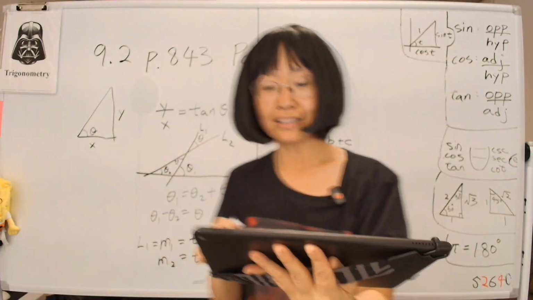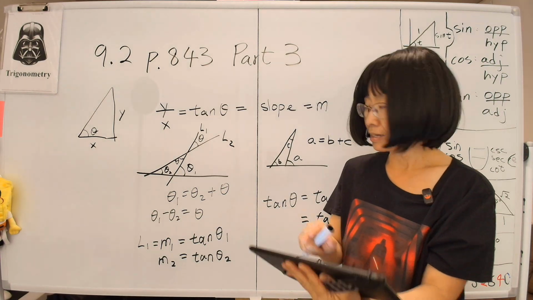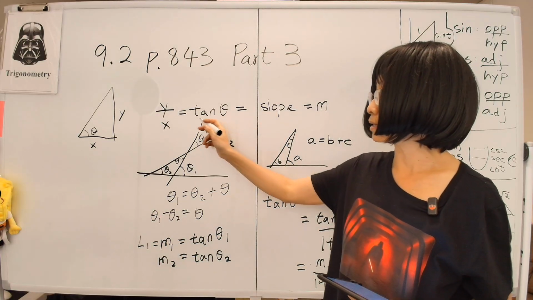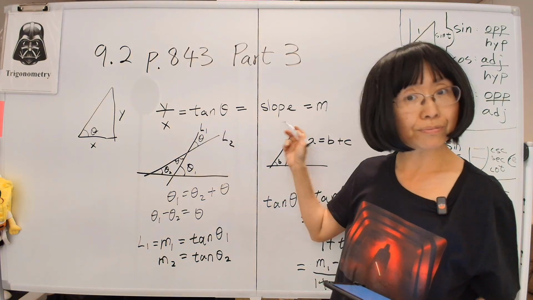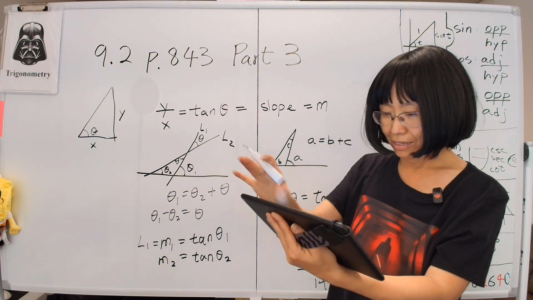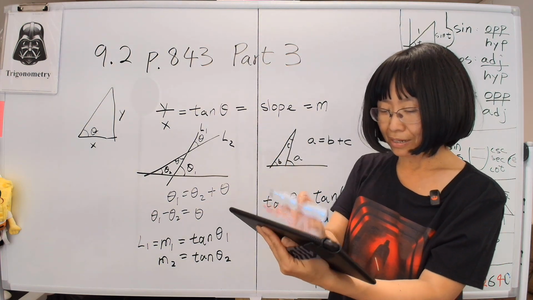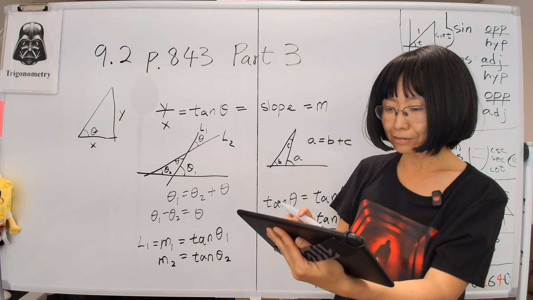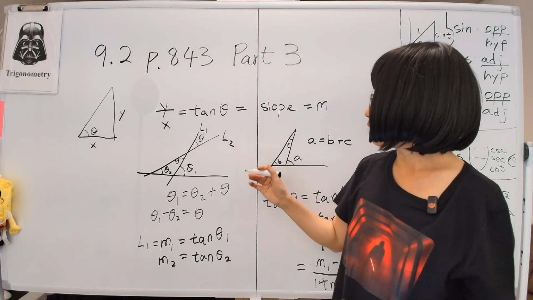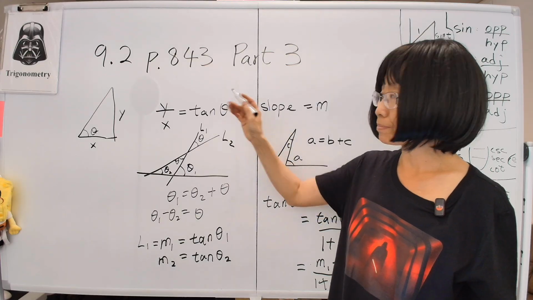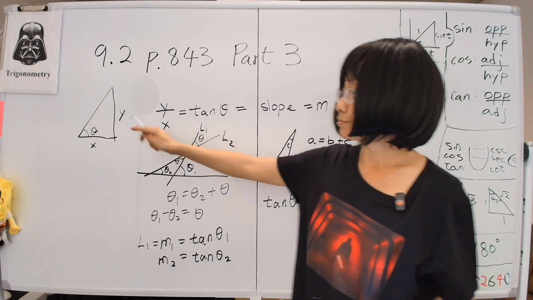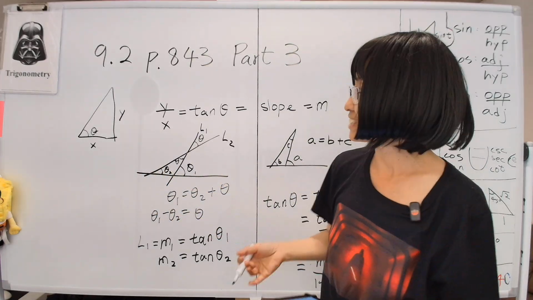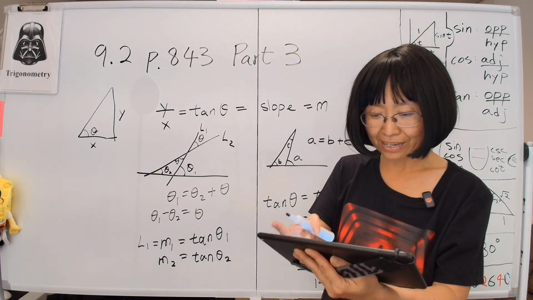The main part is you just have to know that tangent theta equals the slope. This is quite important, and the book didn't really openly say this, but that is what they mean at the bottom: tangent theta 1 equals M1. Why is it equal? Because the slope is rise over run, which is just opposite divided by adjacent side. So they are exactly the same thing.